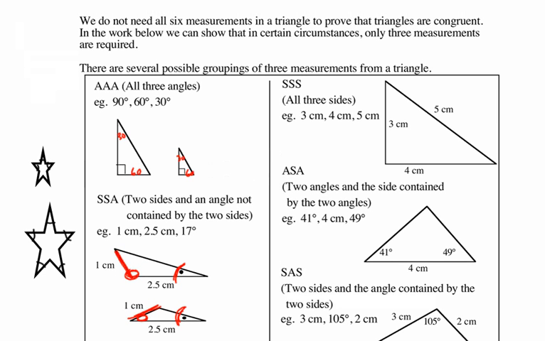But there are three cases that do. If we have all three sides the same, then the triangles are congruent.